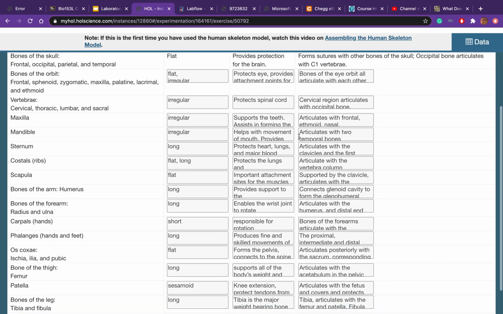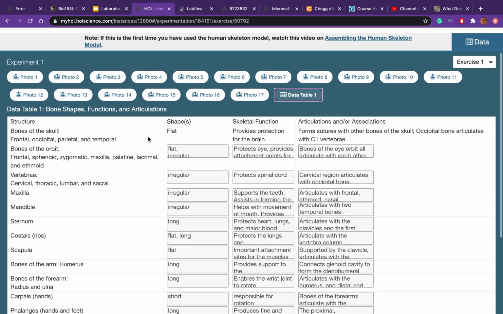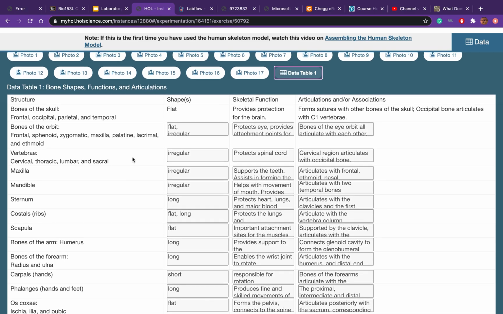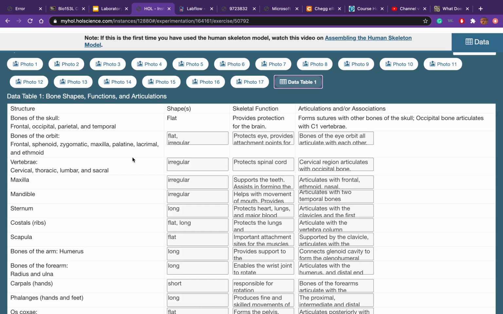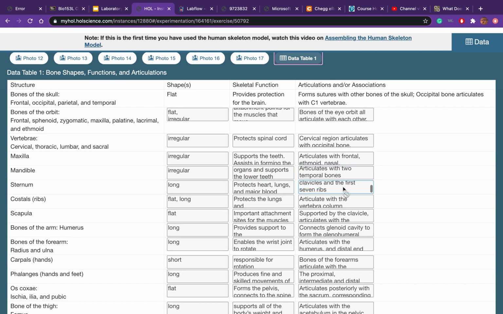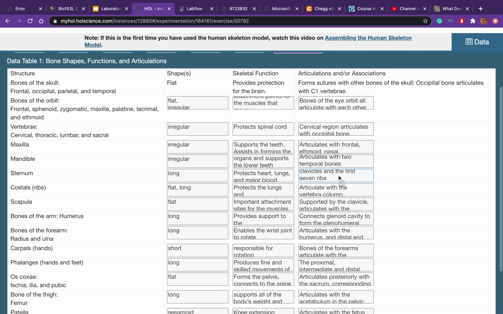And then of course you need to provide what the shape is of whatever it is, like the bones of the orbit, bones of the skull. Do most of them have flat shapes or regular shapes, or are they short, are they long? And that has to do with the type of bone as well. Of course, you have to provide their functions, what it mainly does, what we do with it, and also you have to identify and describe the articulations and the associations of those bones.